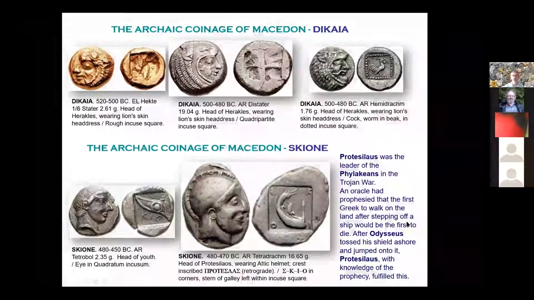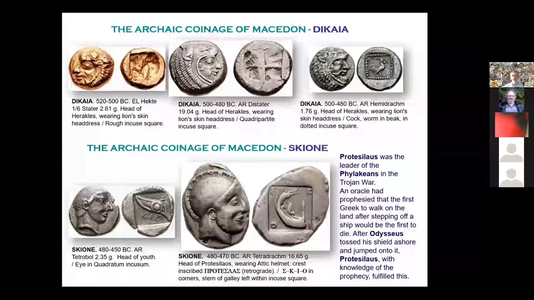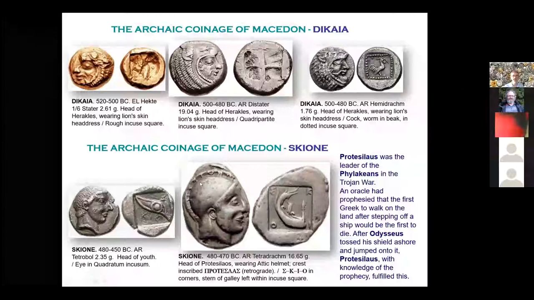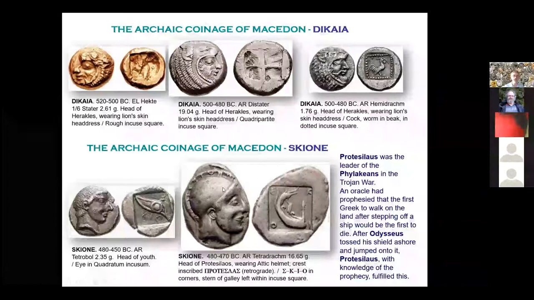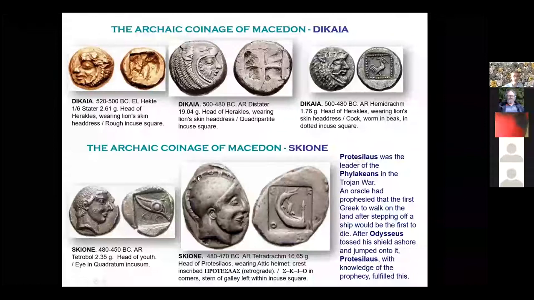An oracle had prophesied that the first Greek to walk on the land after stepping off a ship would be the first to die. After Odysseus tossed his shield ashore and jumped onto it, Protesilaus, with knowledge of the prophecy, fulfilled this. So he was a hero of his time. And even though it was just a legend, the city adopted this legend. And guess what? They put the name of this person around the helmet. So it reads here, I guess it is retrograde. It's from this part, it goes all the way here, Protesilaus.